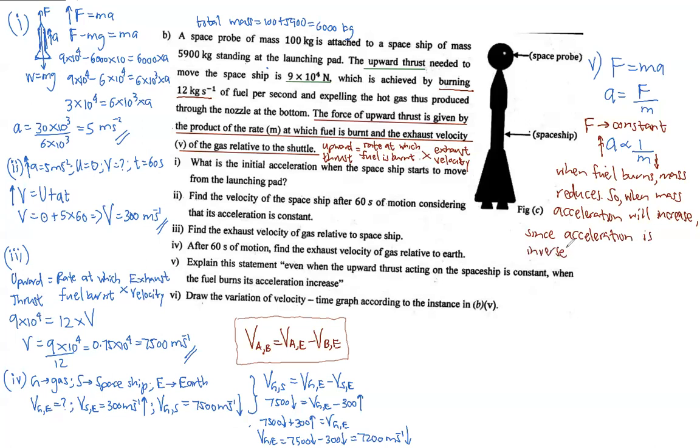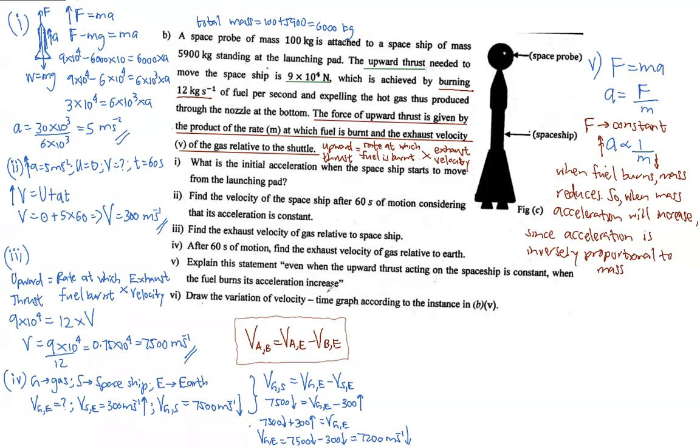You don't have to write the last part, but you should have explained it with the equation. Otherwise, you have to write it. It's better to write inversely proportional to mass. Remember, the spaceship will carry a lot of fuel in it. As the fuel keeps burning and burning, the mass of it is going to reduce. So acceleration will keep increasing.